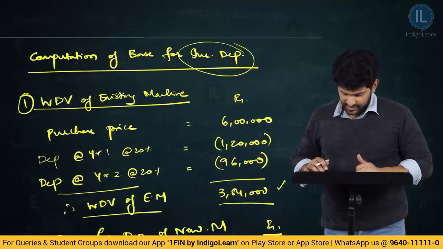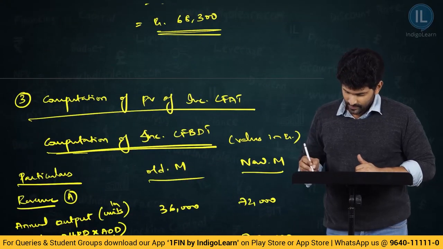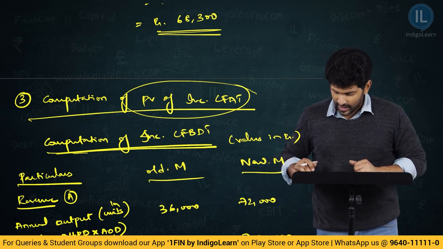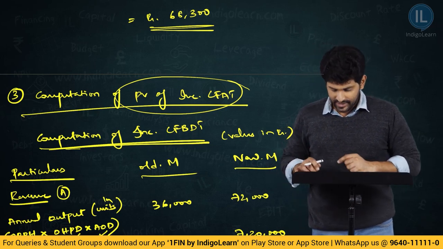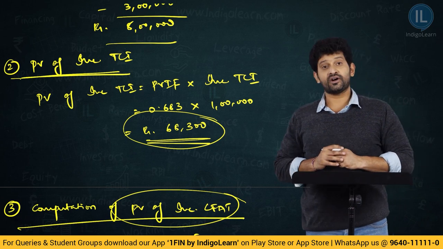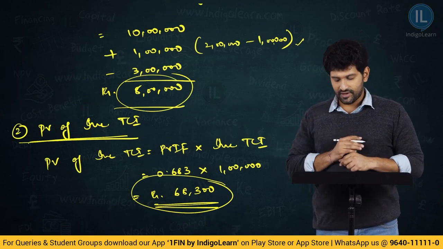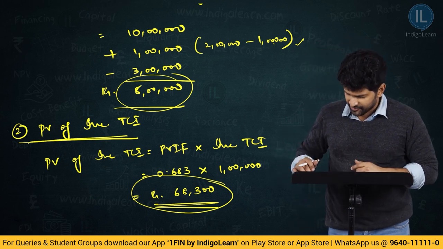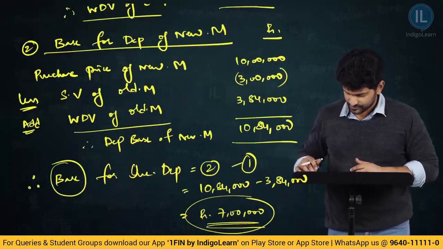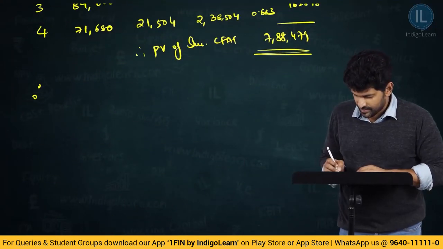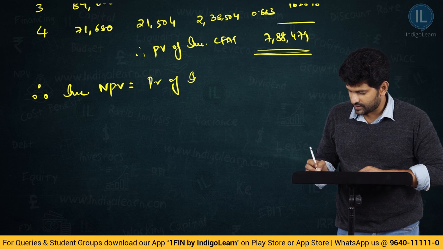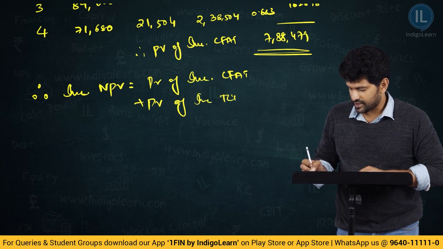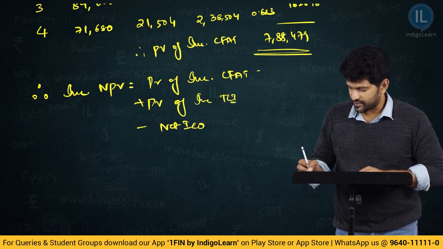The first and the most important one. Now, we have computed the present value of incremental CFAT, that is 7,88,479. Then we have our present value of incremental terminal cash flow, and we also have our net initial cash outflow. That's it, the game is over. Therefore, incremental NPV is present value of incremental CFAT plus present value of incremental terminal cash inflow minus net initial cash outflow. This value we have right here.